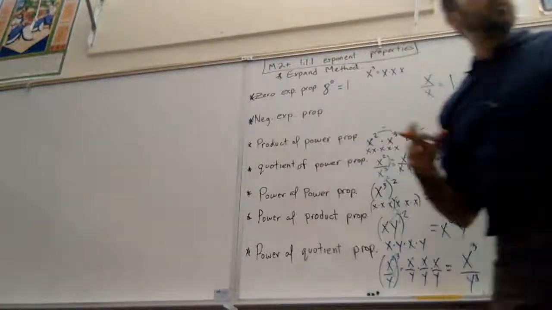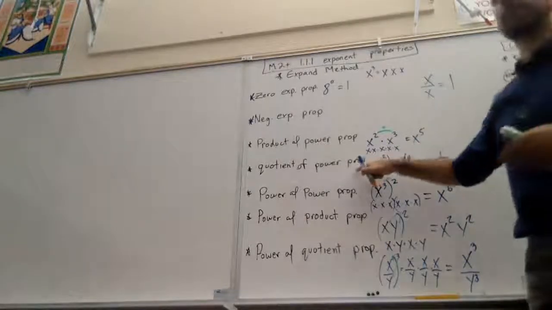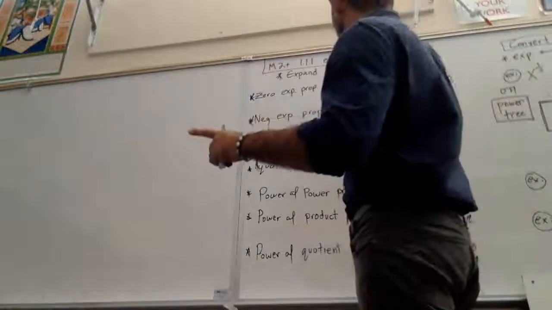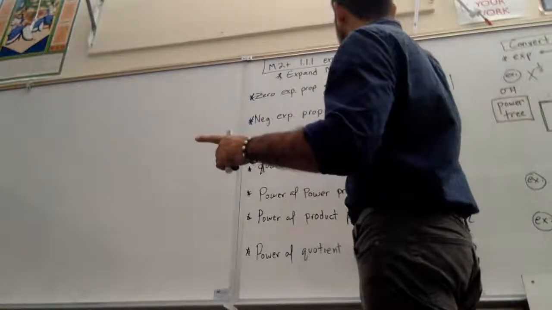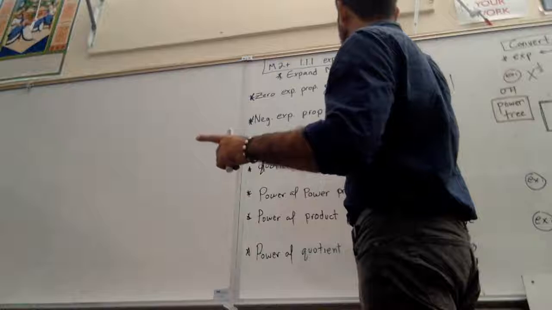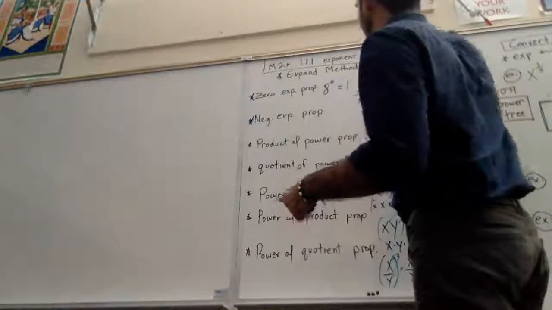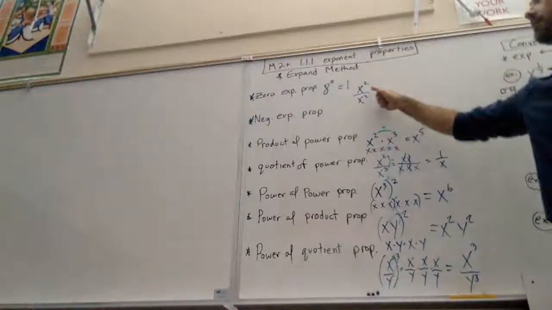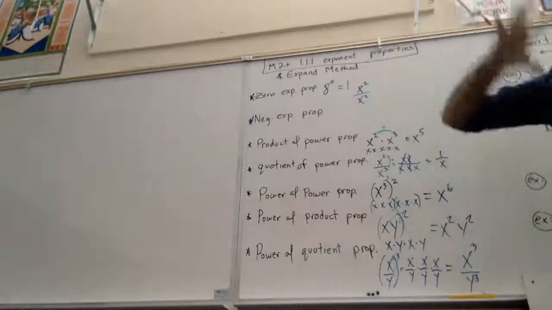But here's how I can prove that. I'm going to prove it using the quotient of a power property. Okay, so watch this. If I have x squared over x squared, first off, right away, can you see what that answer would be? What's that going to be? It's going to be 1, right? Anything over itself is 1.